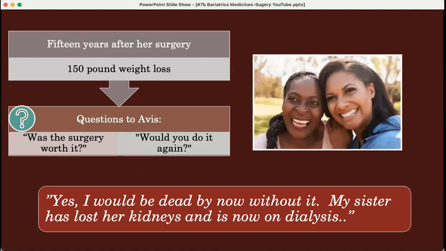Fifteen years after her surgery, she's now outlived the lifespan of all of her family members. She's got a 150-pound weight loss. Even though she had all of these complications, we asked Avis if the surgery was worth it. Would you do it again? Her answer was, yes, I would be dead by now. My sister, who did not have surgery, has lost both her kidneys, and she's on dialysis.